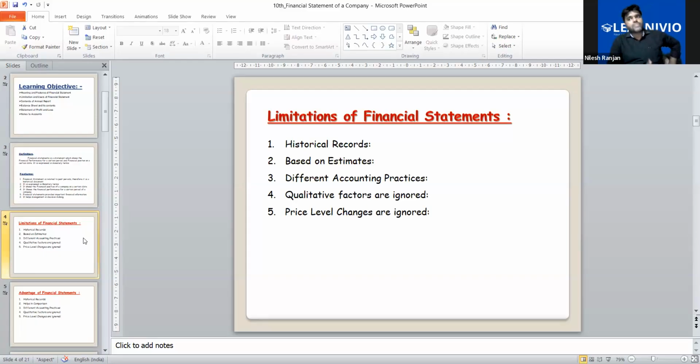The second is based on estimates. Now, there are certain factors, certain things in the business which are based on estimates. Like we don't know the exact figure, exact value. So what we do, we estimate something. Like I will give you one example to understand this.